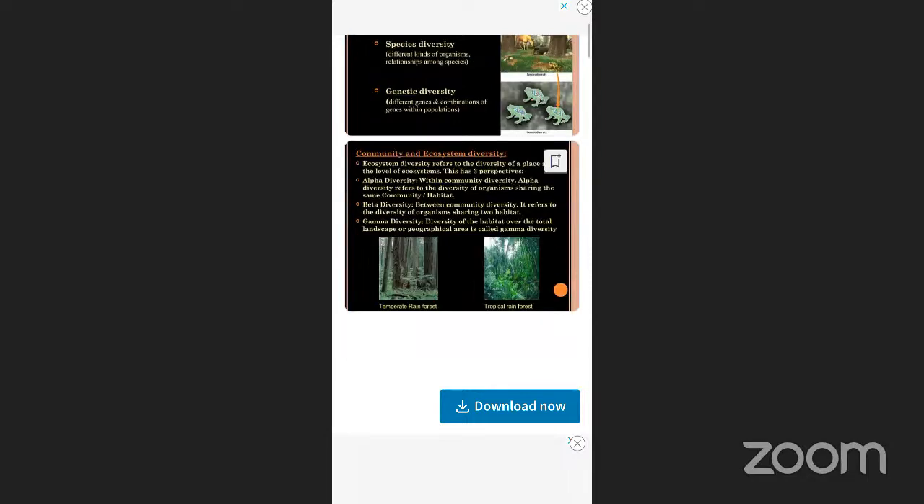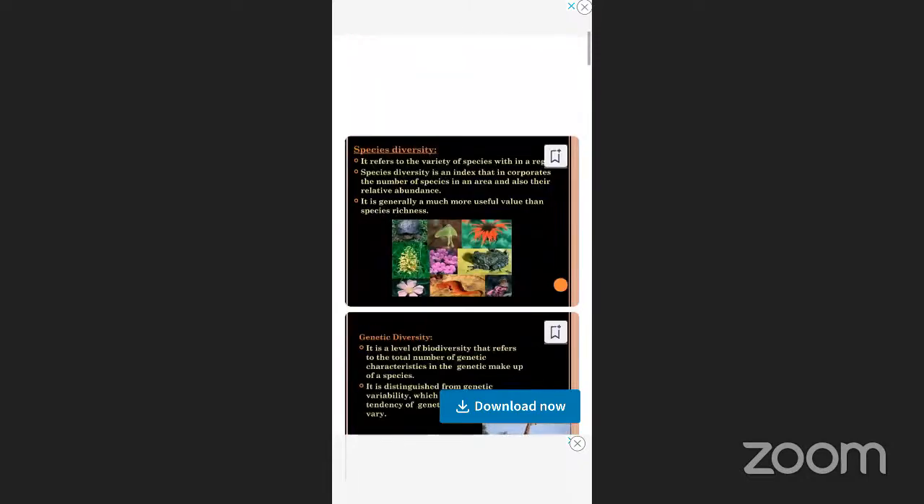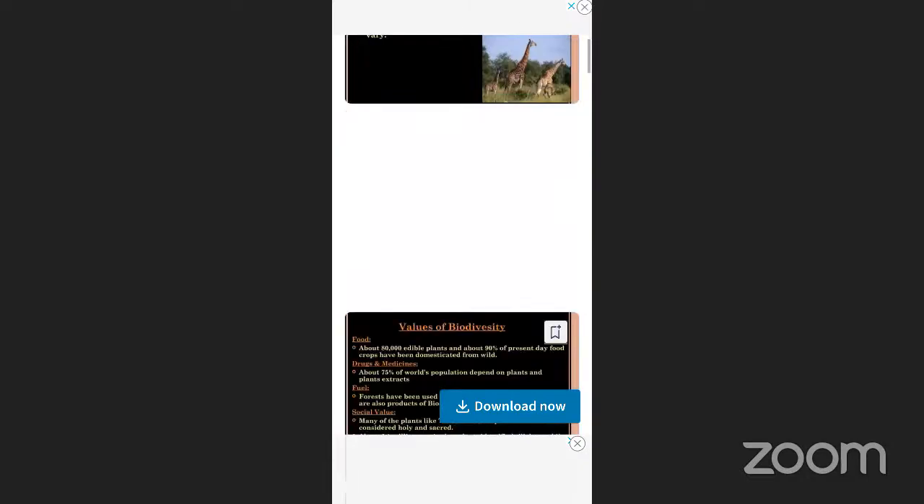Actually, these are species biodiversity. Also, they can describe alpha, beta, gamma biodiversity within the genus, within the species, within the communities, and within the geographical areas. These are what we discussed: species biodiversity and genetic biodiversity.